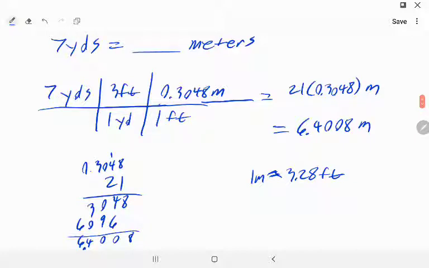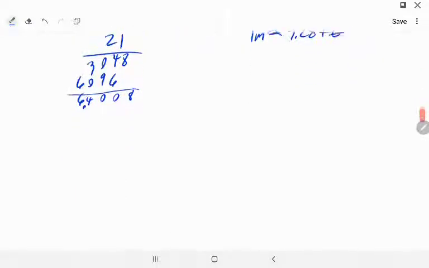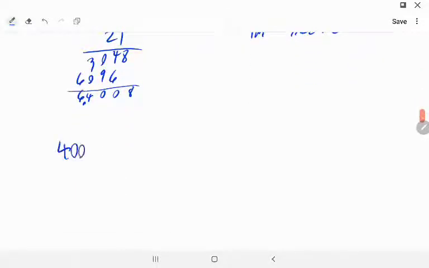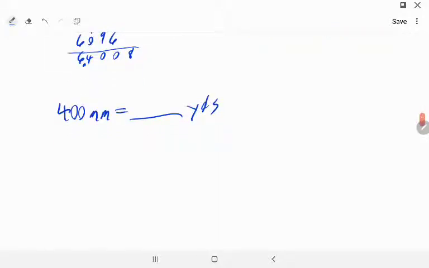So then if we wanted to convert, say, 400 millimeters to blank yards, again, we have to do a multi-step process. So this is 400 millimeters. We want to start by converting that to meters, which is the easiest one. We know that's going to be 0.400 meters, and then we can convert that to yards pretty quickly.